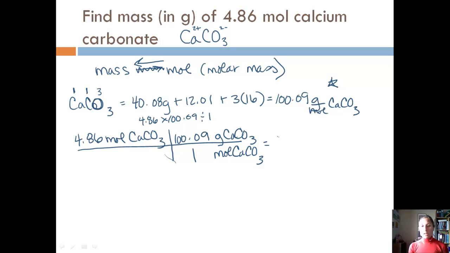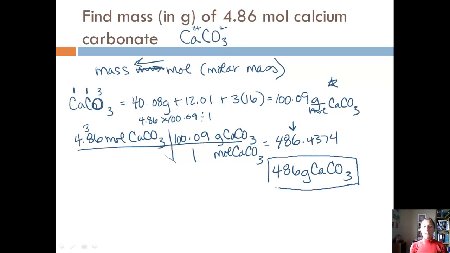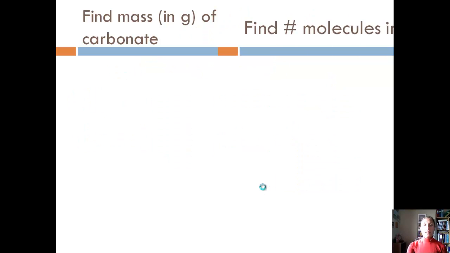that should give me 486.4374. Now if I look back at what I started with, I have 3 significant figures, so I want 3 in my answer. The 4 won't do anything to round the 6, so my answer is 486 grams of calcium carbonate. And it's always a good idea to box your answer or somehow identify it. Okay, let's try another example.